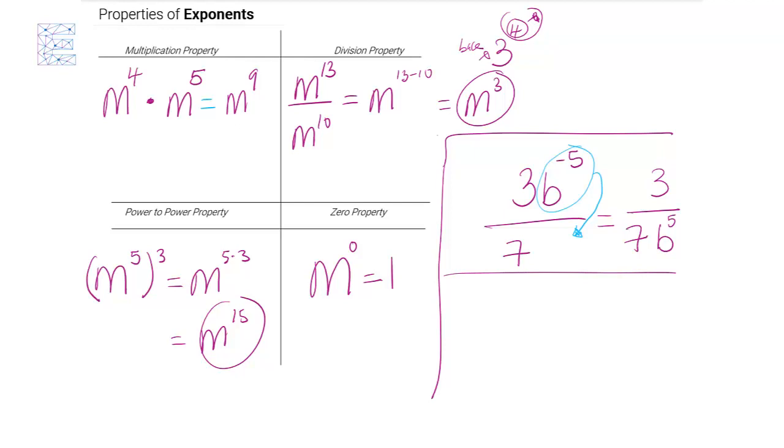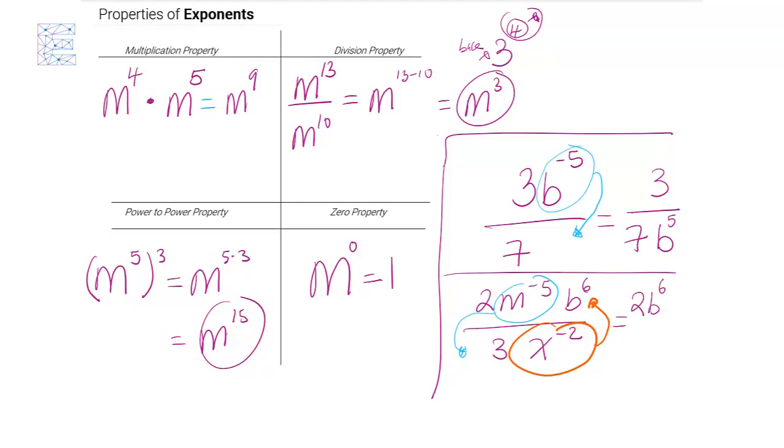Let's do another one. Say we've got 2m to the negative 5, b to the 6th over 3x to the negative 2. To fix this, we simply need to take every negative exponent and move it. So this would need to come downstairs, and this would need to come upstairs. So then we would end up with 2b to the 6th, x to the 2nd, all of that over 3m to the 5th power.